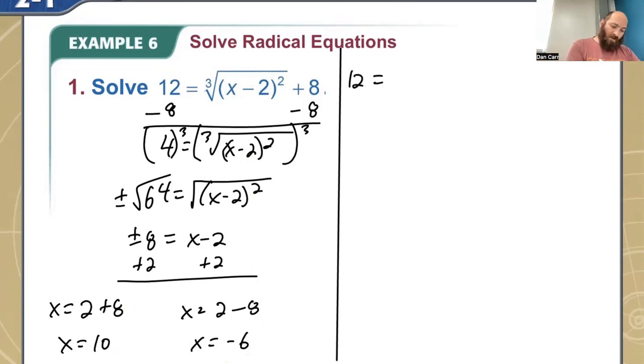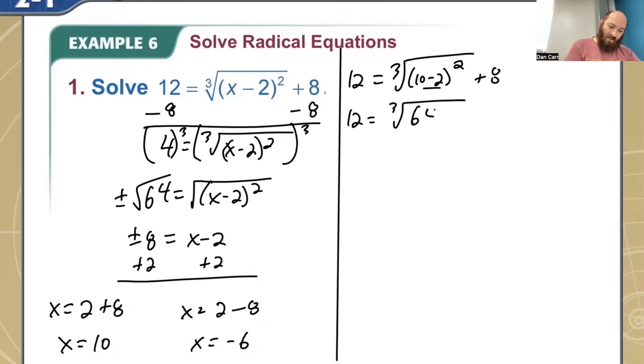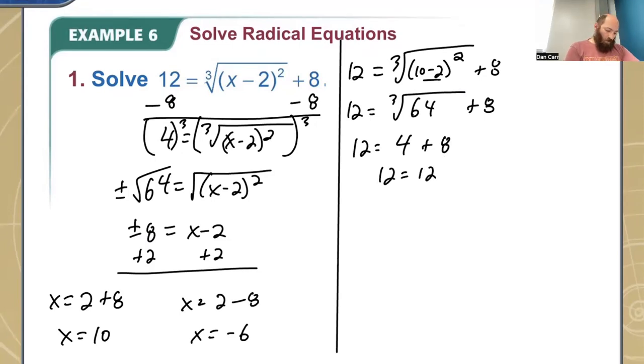Honestly, possibly neither of them work. So let's see, 12 is equal to the cube root of 10 minus 2 squared, and then plus 8. That'll be 10 minus 2 is 8, 8 squared is 64. So the cube root of 64 is 4, plus 8. I get 12 equals 12.